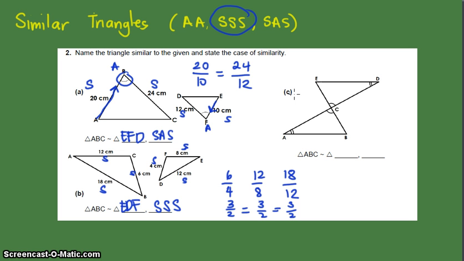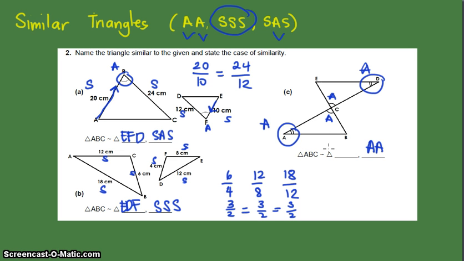Okay, now letter C. I can see an angle here, which is equal to this angle. So either this or this will work. And I see another angle here and another angle here. So we were able to satisfy AA. So we already know that the two triangles are similar.